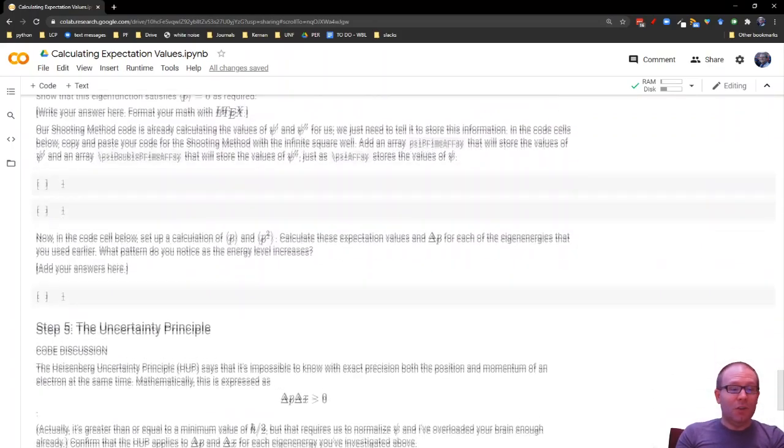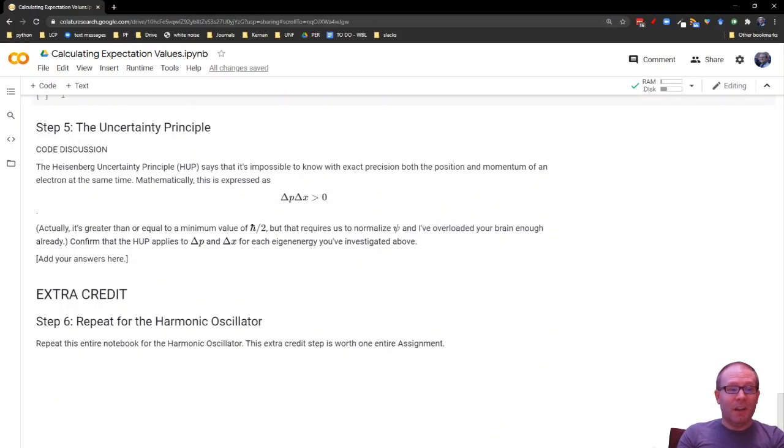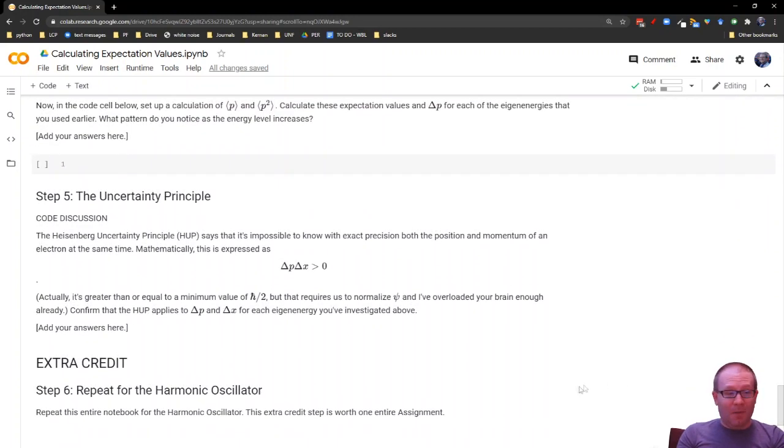And the best part is you can use this machinery for any problem. So we're going to start out with the infinite square well, then you can move on to the harmonic oscillator there and get its expectation values as well.